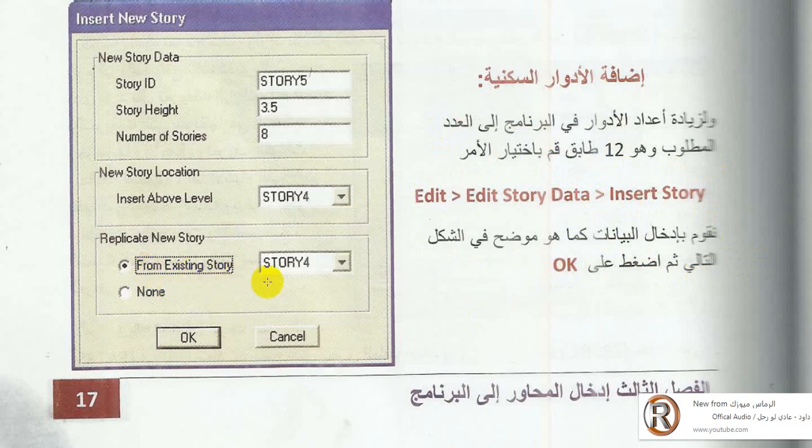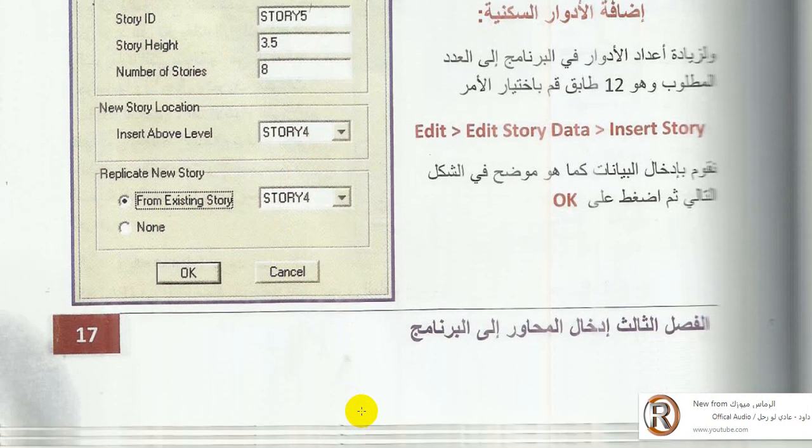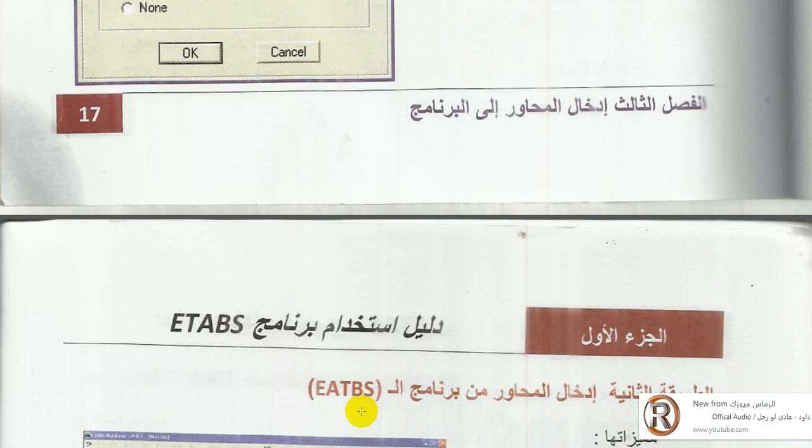From existing story, as you can see, Story 4, story height 3.5, 3.5, the number of stories, and the story ID. The story ID is going to be like Story 5. New story location: Story 4. Insert story to the Story 4 directory. Then press OK.